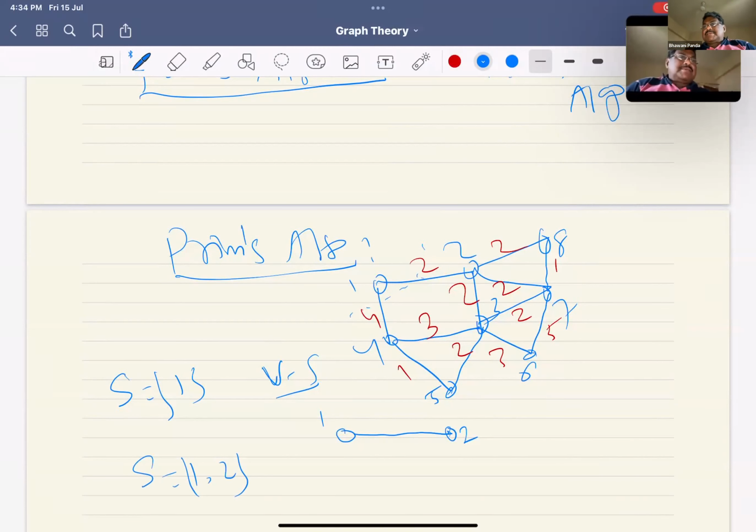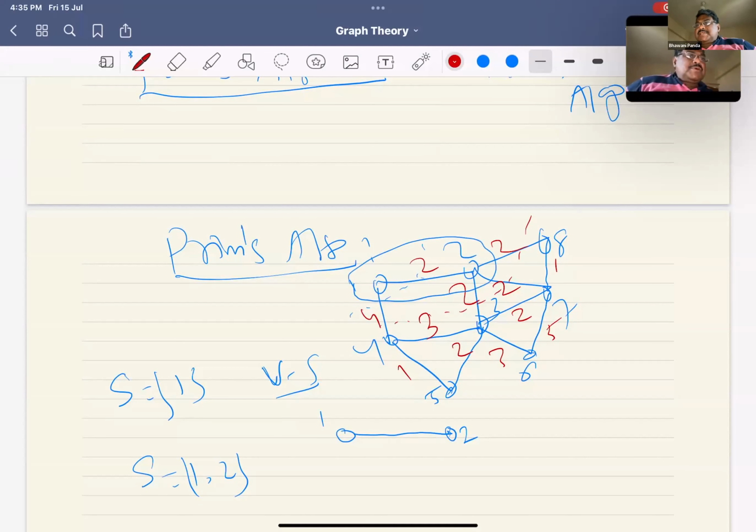So S to V minus S, how many edges are going? My S is like this. S is this 2. S to V minus S is basically these edges that are going. Right? So out of these edges, how many edges are there? 1, 2, 3, 4.